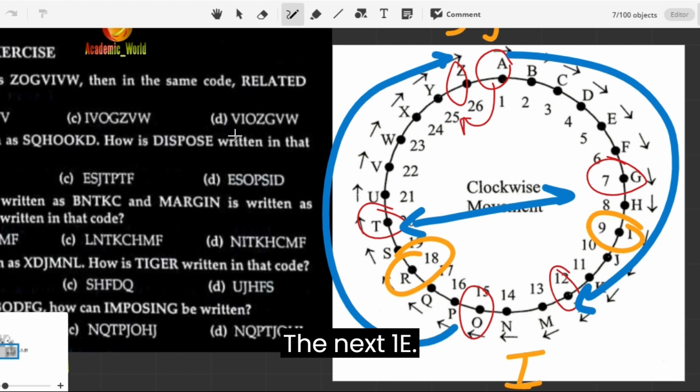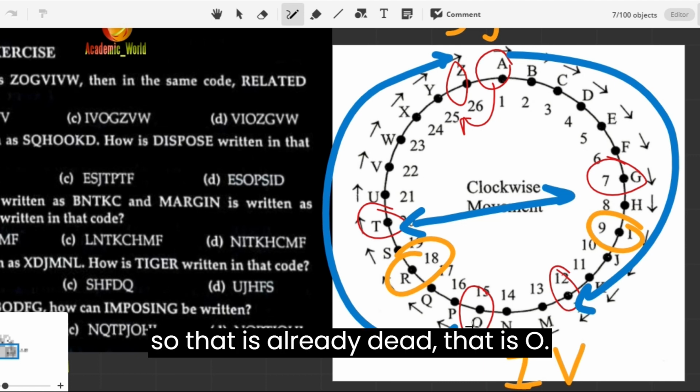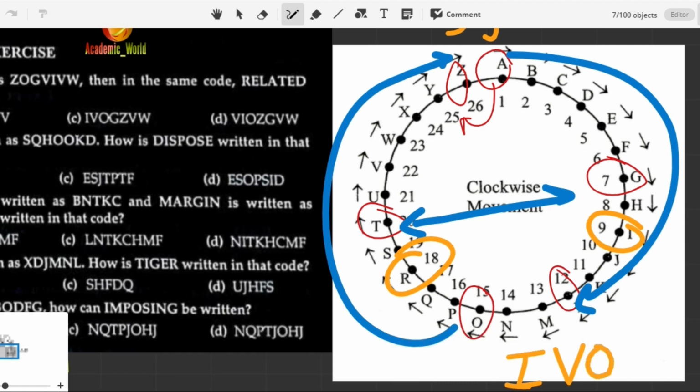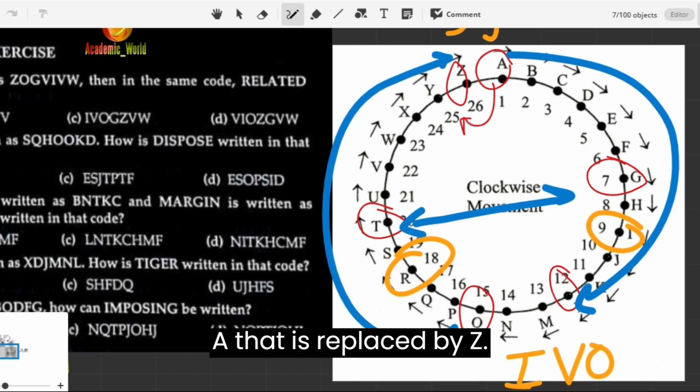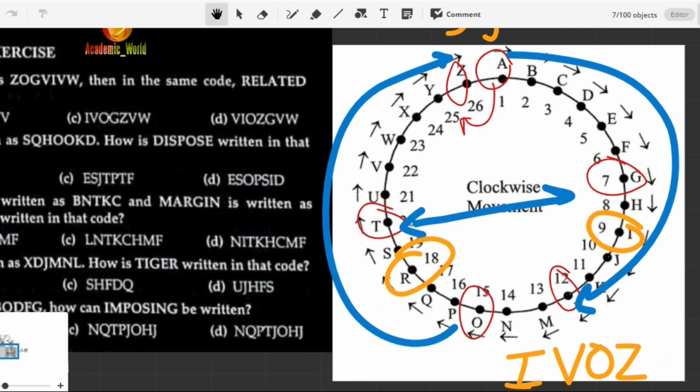The next one, E, is at number 5, so counting 1 2 3 4 5 from the other end, it should be V. Next, L is at number 12, which we already did, that is O. The next, A, is replaced by Z. And so on. We will see which option is correct.